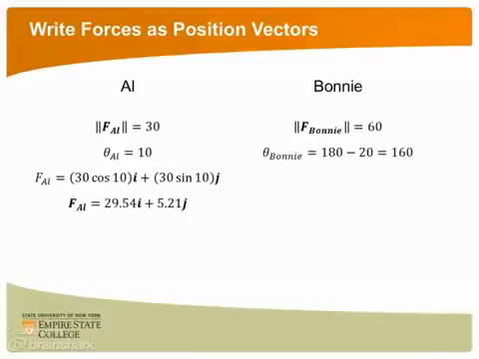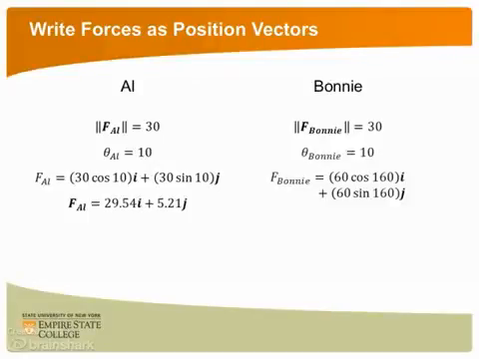Now we shift our focus to Bonnie. She pulls with 60 pounds of force, so that is the magnitude. Because she is pulling in a direction north of west, we need to subtract the 20 degrees from 180 to find her direction angle theta. This theta is then equal to 160 degrees. We plug those values into the formula. This gives us the position vector for Bonnie's force. Note that the x direction component is negative, because Bonnie is pulling to the left.